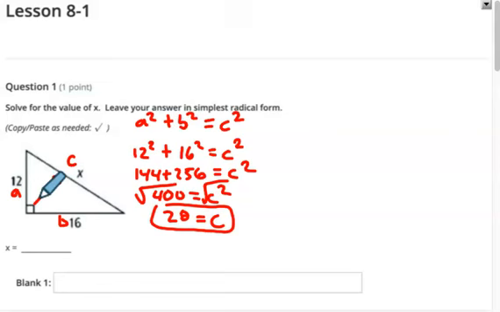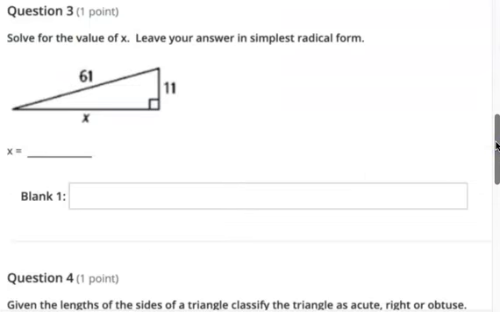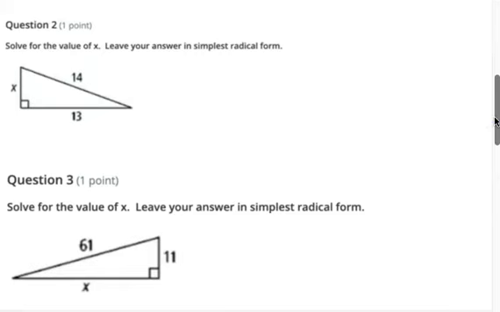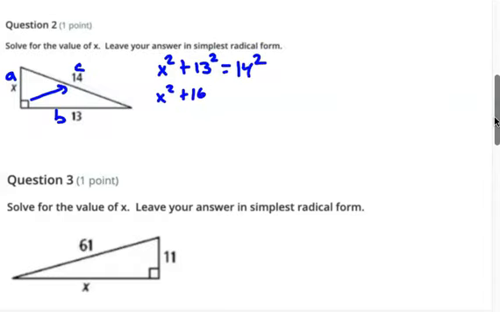Okay, number 2, same directions. Solve for the value of x. Leave your answer in simplest radical form. This time c is something that we already know. So we have a, we have b. We're doing a squared plus b squared equals c squared. x squared plus 13 squared equals 14 squared. So one step is to square everything, and one step is to subtract. We're going to subtract both sides.